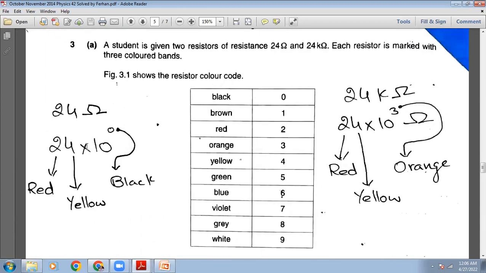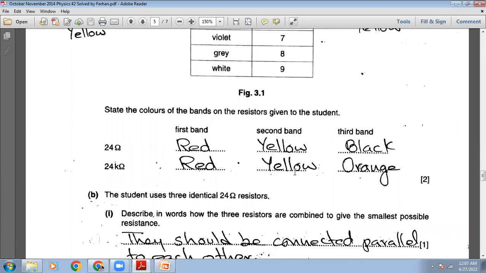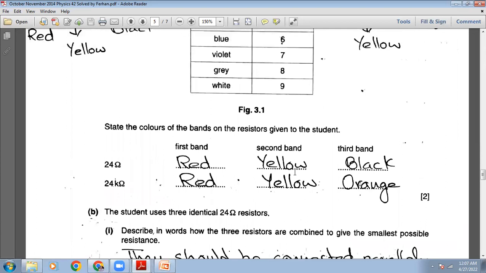24 kilo ohm means 24 times 10 to the power 3 ohm. The first 2 colors are for these 2 digits, and the third color is for this power. So 2 means red, 4 means yellow, and power 3 means orange. So the colors will be red, yellow, orange. This is how you decide the color code. Hopefully you understand. Red, yellow, black; red, yellow, orange.